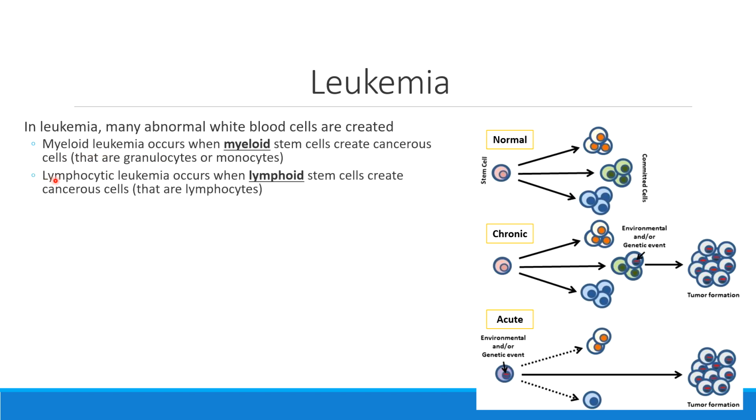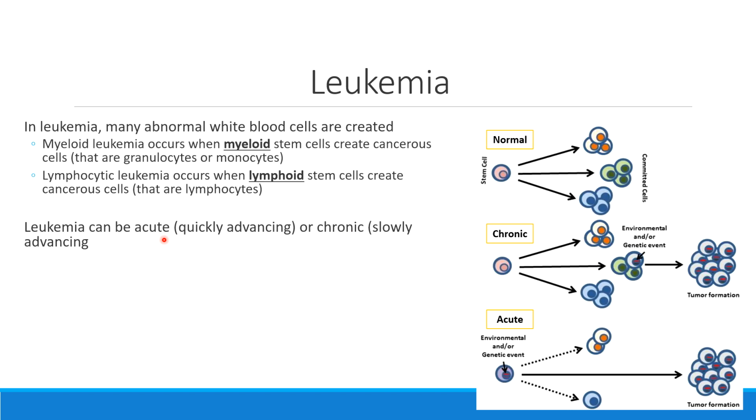So unsurprisingly, when we talk about a lymphocytic leukemia, we're talking about an issue with the lymphoid stem cells. So remember that lymphoid stem cells turn into B lymphocytes or T lymphocytes. The first thing to know about leukemia is we have these different kinds depending on which kind of stem cell we started from, myeloid or lymphoid. The next thing we need to know about leukemias is whether they are acute or chronic.